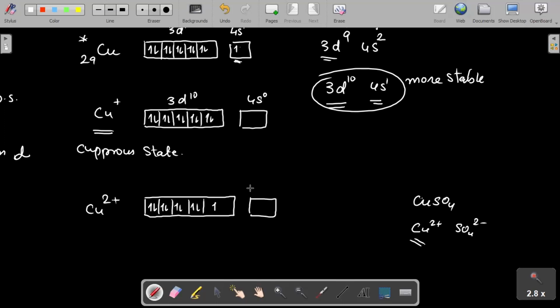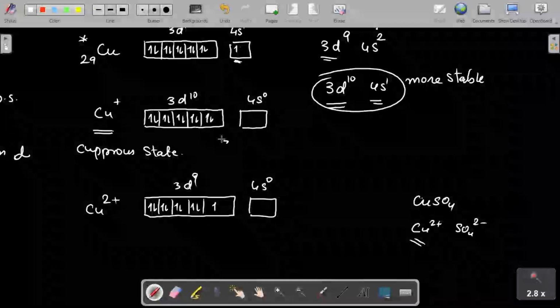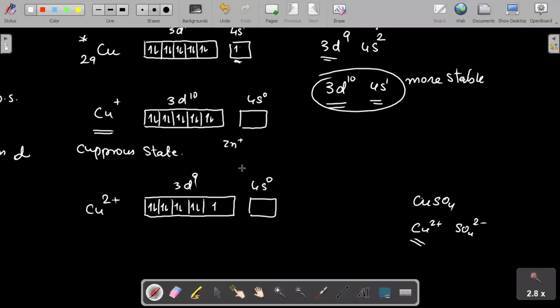See, this is what happens here. 3d9. Now, copper +1 has 3d10, the similar configuration that zinc +2 has. I cannot convert zinc +2 to zinc +3, the reason being that the 3d10 configuration cannot be disturbed. But here, from copper +1, we can take out an electron. So the same 3d configuration we are disturbing.